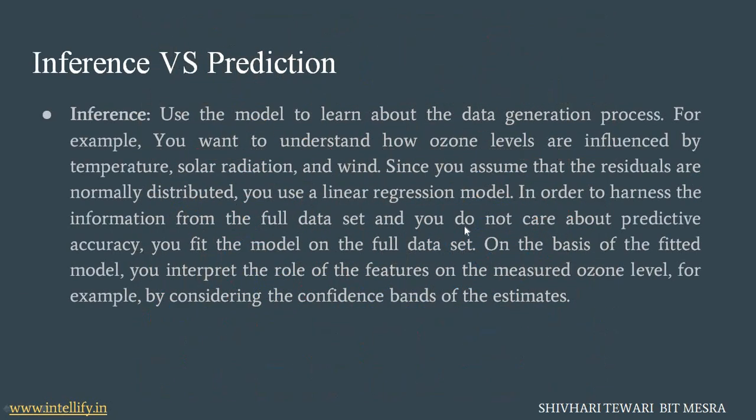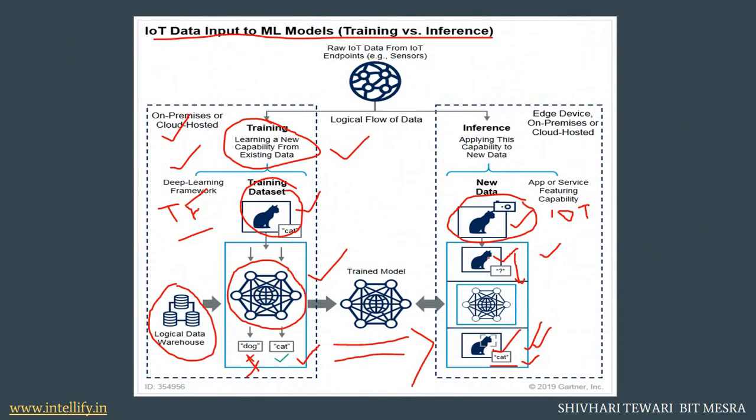Let's move further. Now, what is inference versus prediction? Here we will learn basically the difference between inference and prediction. As we have studied earlier, inference is using the trained dataset model as it is in the inference system, and if the pattern is matched with that training data model, then only in that case it will give the correct result, that is cat.